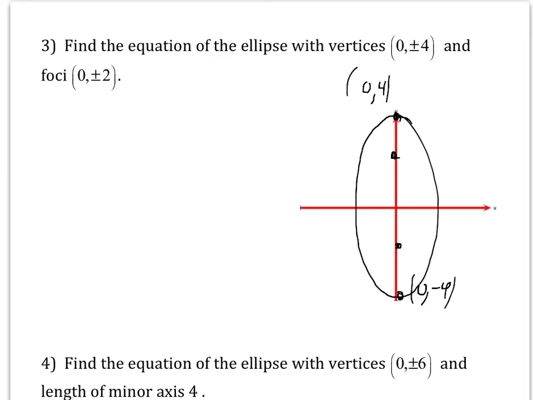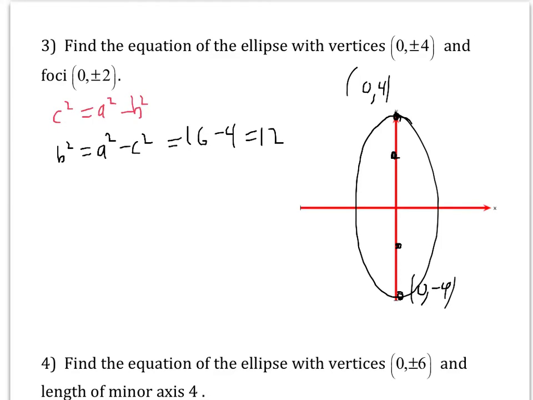I'm just giving a rough sketch here. All right, so in order to finish this, all I need to know is b, right? A equals 4. So the way we find b, remember, c squared equals a squared minus b squared. So that means that b squared equals a squared minus c squared, which equals 16 minus 4, which is 12. I think that's all we need to do.